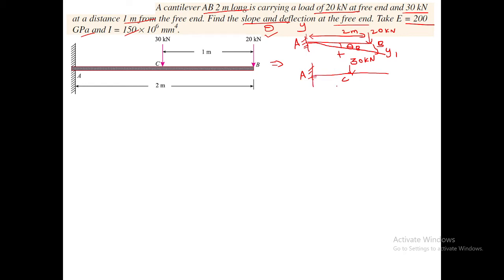Here, the mid load, the middle load. So the slope is theta C, and the deflections are y2 and y3. So theta C equal to the common slope. Here theta 1, y1; here theta, so theta C equal to theta 2, and y2, y3.